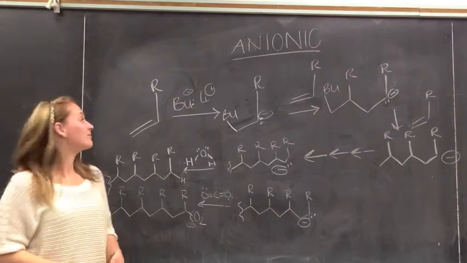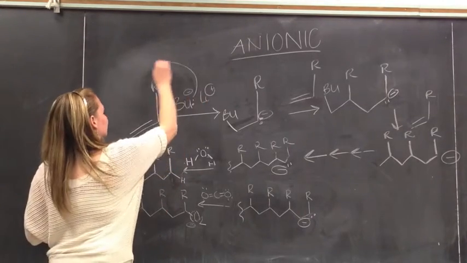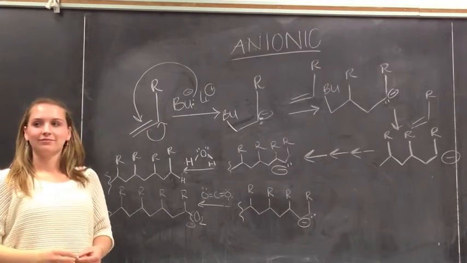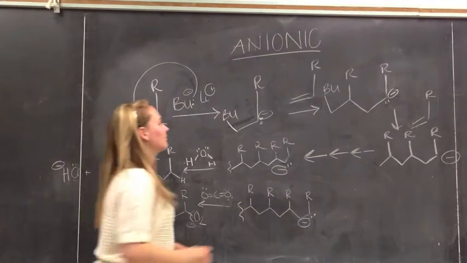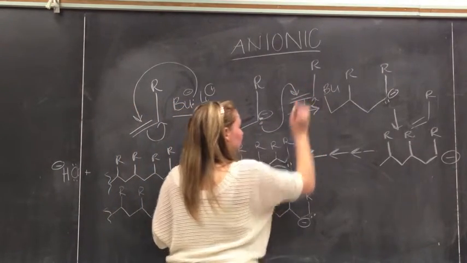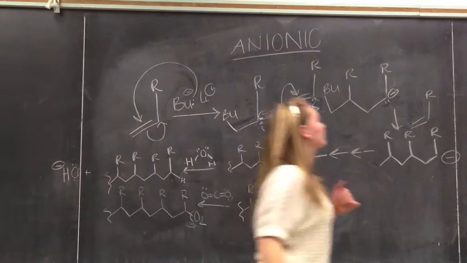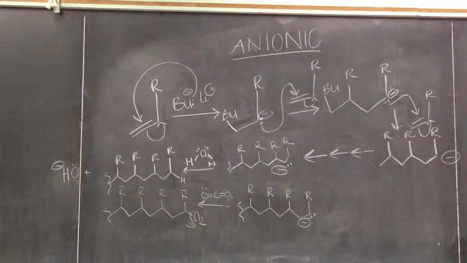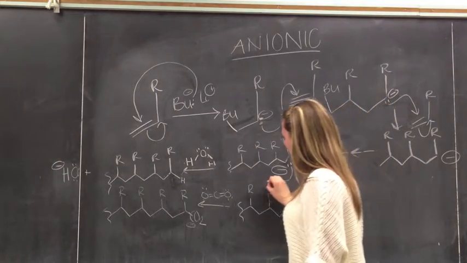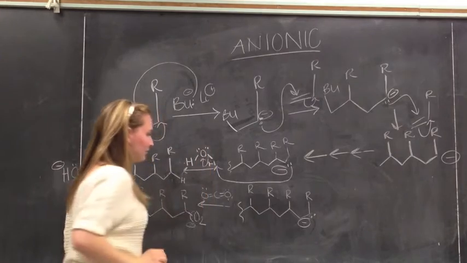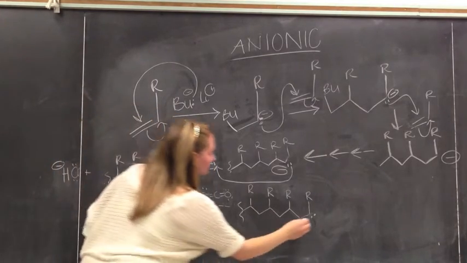A carbon nucleophile initiates the process by attacking the pi bond, generating a carbanion. The carbanion acts as a nucleophile and attacks a monomer, creating a new carbanion. This process is repeated, building up the polymer chain. The polymerization process is terminated when the growing polymer is treated with a weak acid, such as H2O, or with an electrophile, such as CO2.